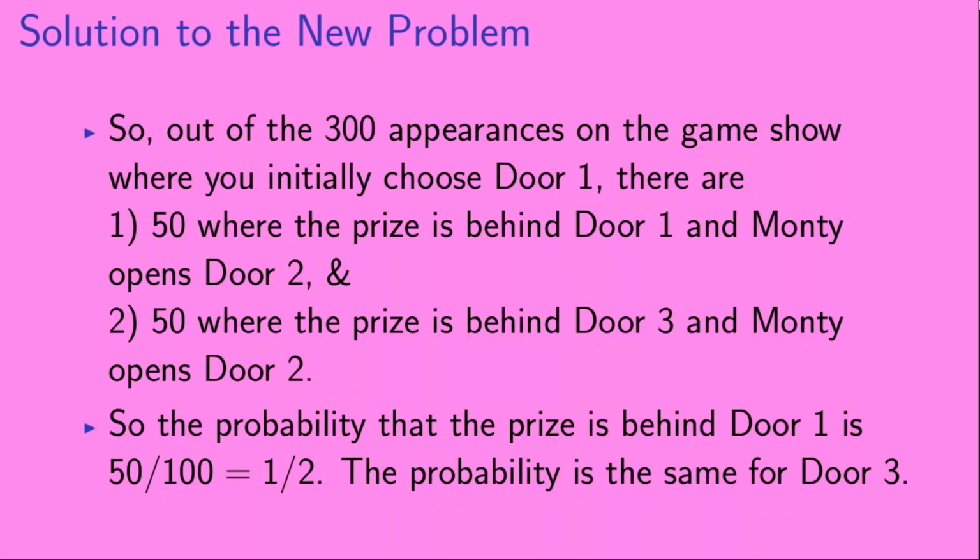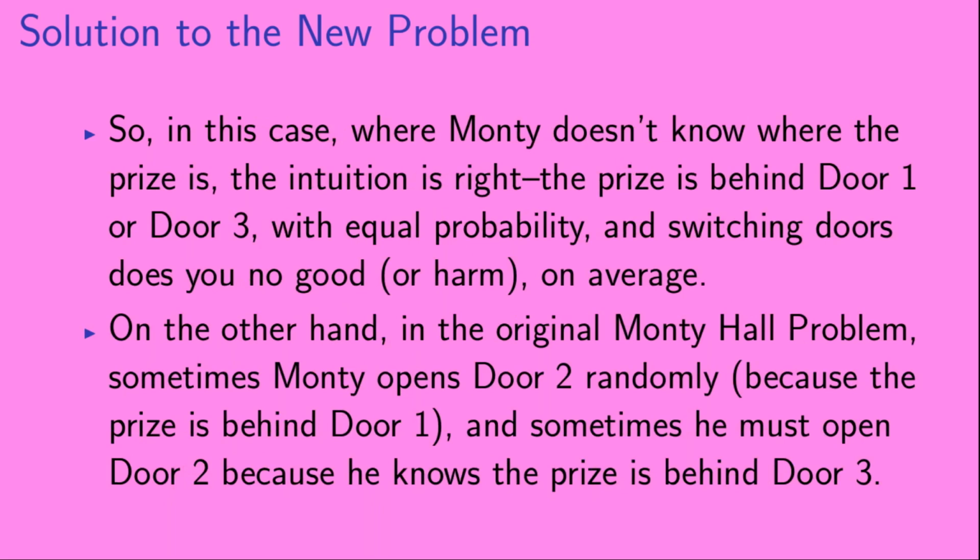So, out of the 300 appearances on the game show where you initially choose door 1, there are, one, 50 where the prize is behind door 1 and Monty opens door 2, and, two, 50 where the prize is behind door 3 and Monty opens door 2. So the probability that the prize is behind door 1 is 50 out of 100, or 1/2. The probability is the same for door 3. So in this case, where Monty doesn't know where the prize is, the intuition is right.